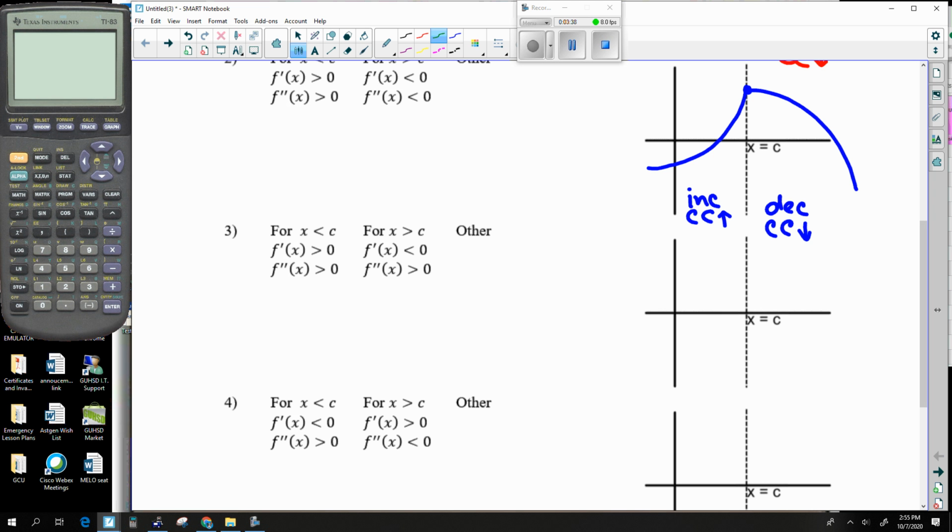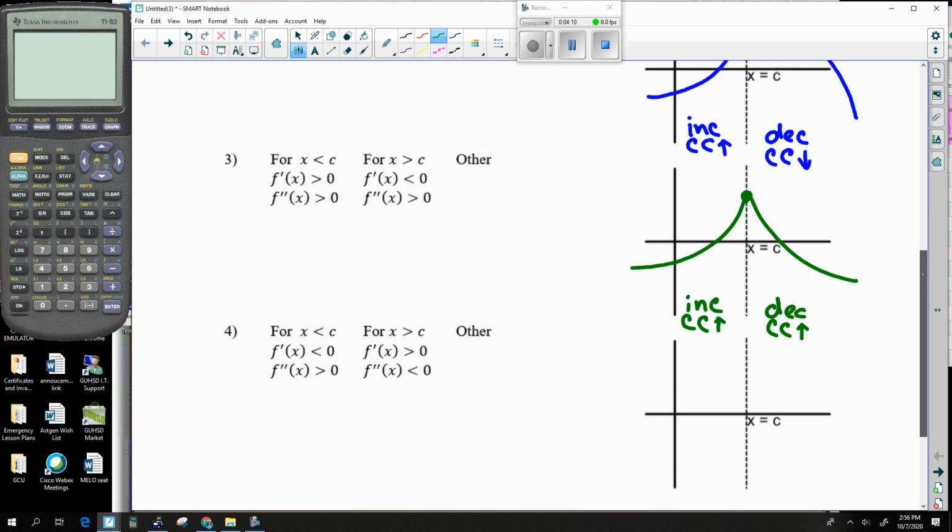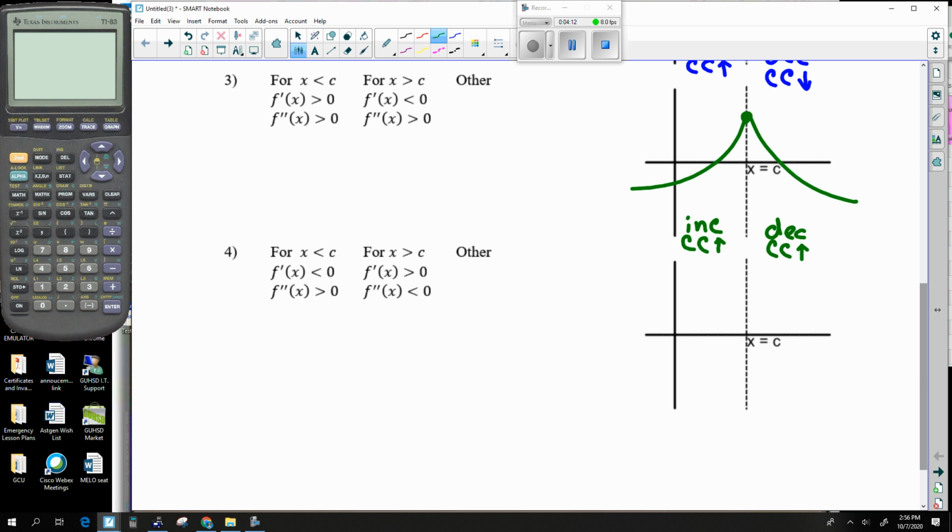Question 3, left-hand side. First derivative is positive. That means it's increasing. Second derivative is positive. That means it's concave up. Right-hand side, the bigger than the C, the first derivative is negative. That means it's decreasing. And the second derivative is positive. That means it's concave up. So increasing concave up, decreasing concave up. Check. Again, they don't have to be differentiable. All they have to be is continuous.